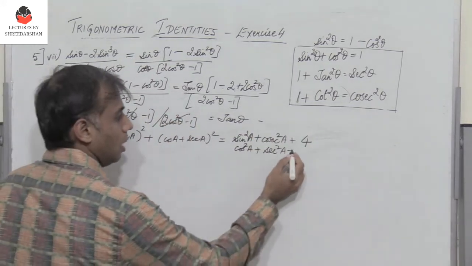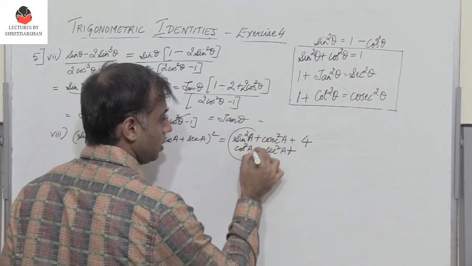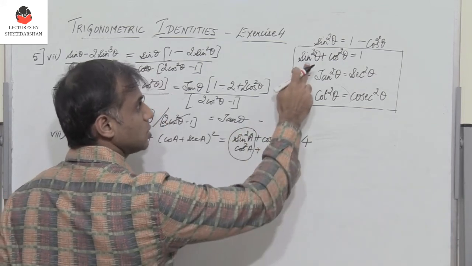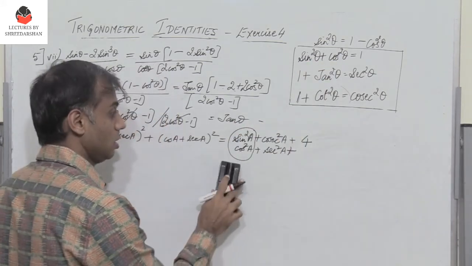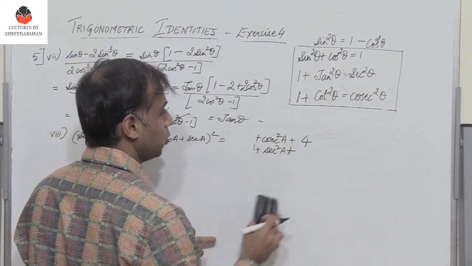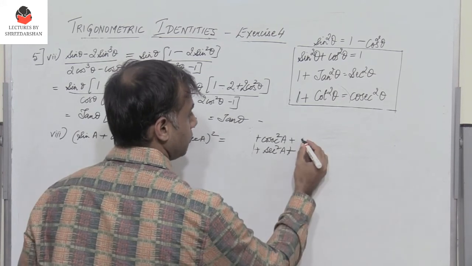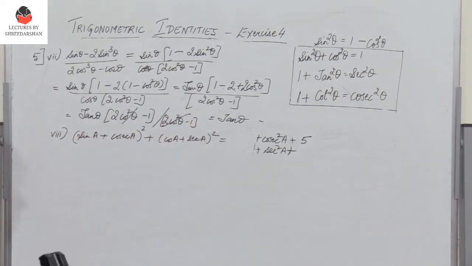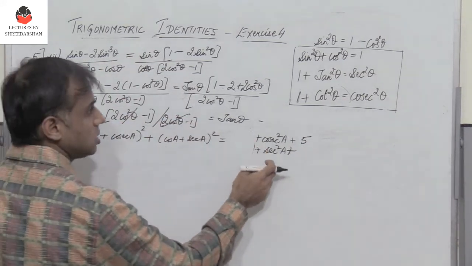Next, I have sine square A plus cos square A. What is sine square A plus cos square A? That is 1. So I can write this as 1. So now 1 plus 4 is 5. So I get 5 here. Right? So now I am left with these two expressions.